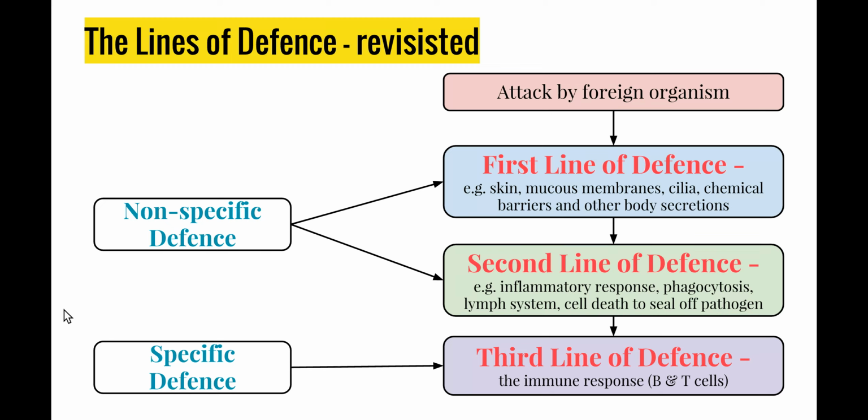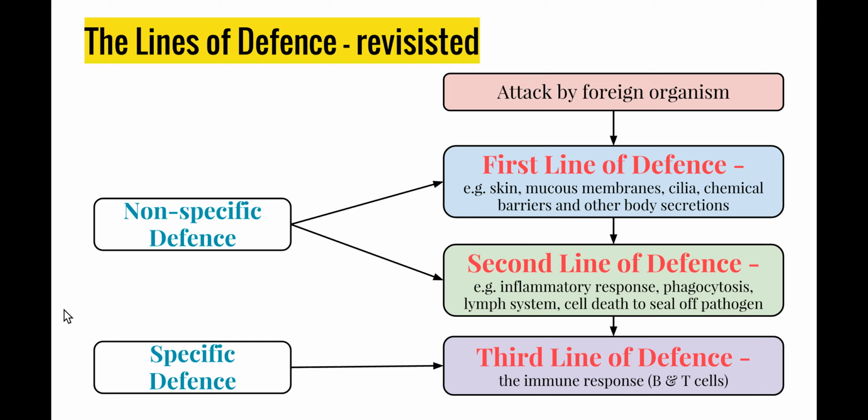Once the body becomes under attack by a foreign organism, the first line of defense will try to stop the pathogen from getting in the first place. We know that the first line of defense is made up of the skin, mucous membranes, cilia, chemical barriers, and other body secretions. If that doesn't work, then the second line of defense kicks in, which includes the inflammatory response, phagocytosis, lymph system, and cell death to seal off pathogens. Both of those lines of defense will fight any pathogen that the body comes in contact with.